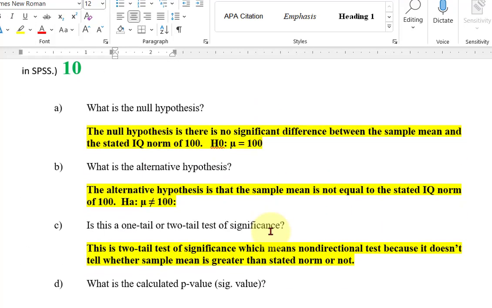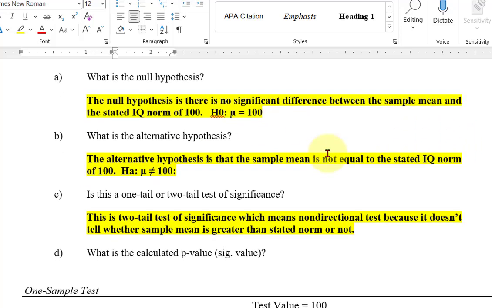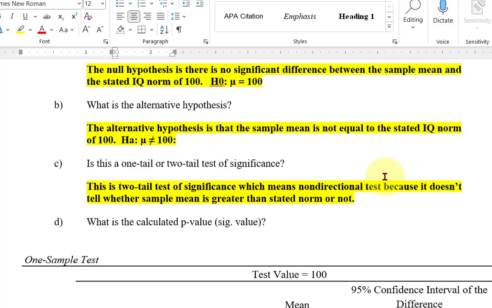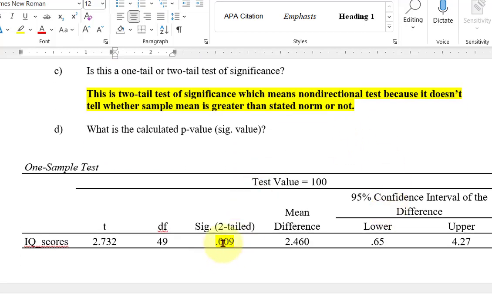Okay, so what was the null is there's no significant difference between the sample mean and a stated norm of 100. The alternative is there was a significant difference, right? And it was a one-tail or a two-tail test. It's a two-tail because we're just looking for is there a difference. We're not seeing if one's higher or lower than the other. That's called directionality. So this is a non-directional test of significance that makes it a two-tailed. Calculated p-value was 0.009.